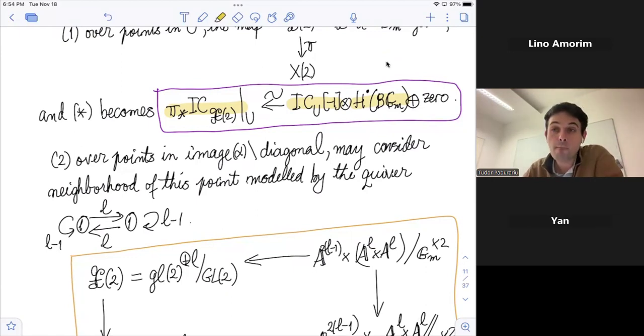Can you comment on this? Why is this a model? It's a computation.